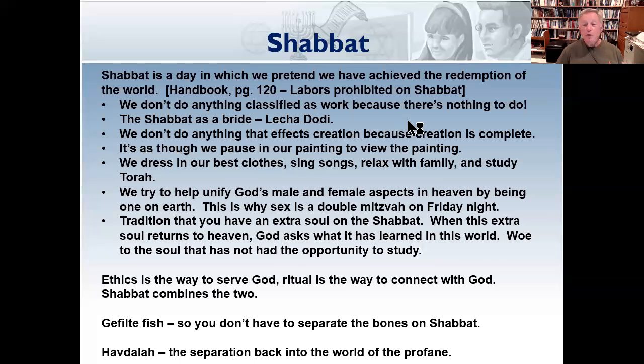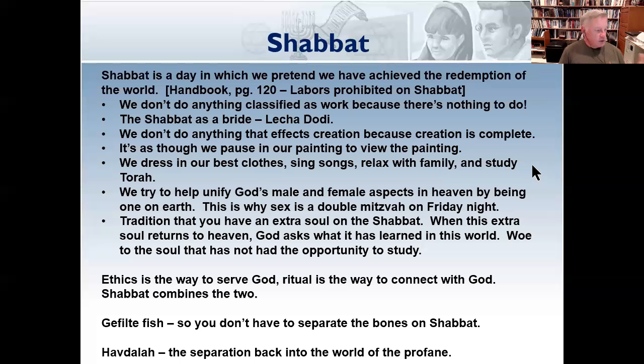The Sabbath is viewed as a bride, and there's a mystical poem called Lecha Dodi, written in Sfat in probably the 15th, 16th century, where they imagine the arrival of the Sabbath the way a bridegroom anticipates the arrival of his bride on their wedding night. We don't do anything that affects creation because we're pretending creation is complete. It's as though, and there's lots of poetic imagery here, we pause in our painting or in creating a work of art simply to contemplate it and not to try and improve it.